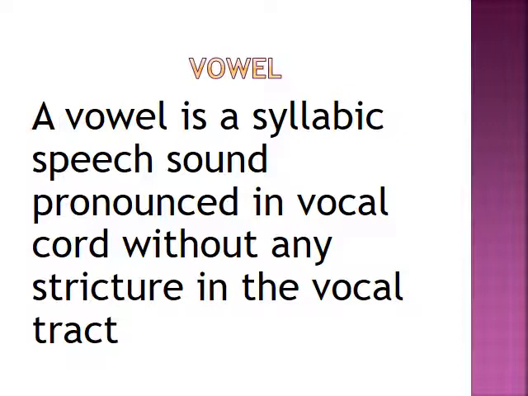So what does it mean by without any strictures in the vocal tract? You know what is vocal tract, right? So vocal tract is the human speech organ, especially the oral cavity and nasal cavity. So the vowel is not causing any strictures on the oral cavity or even the nasal cavity, because it's not articulated on those vocal tract. It's articulated on the vocal cord.